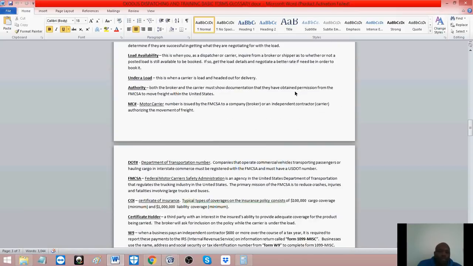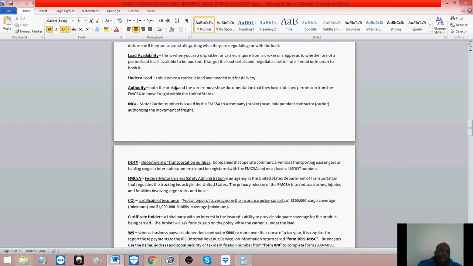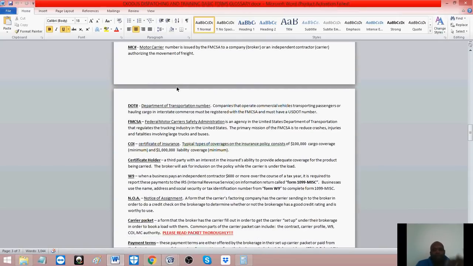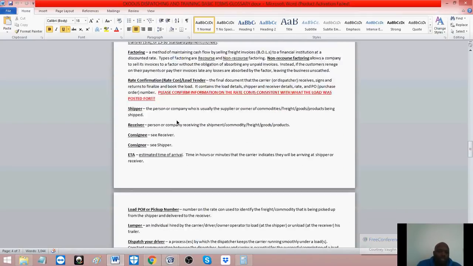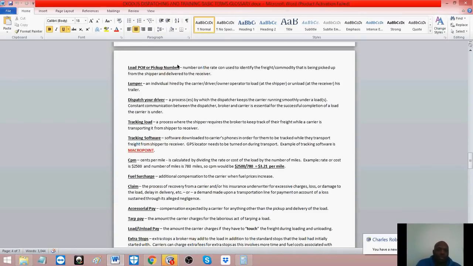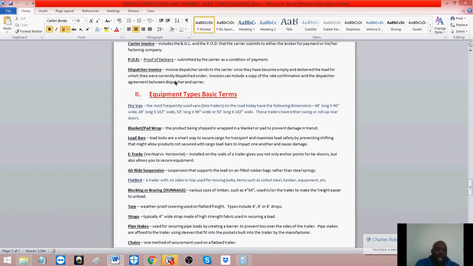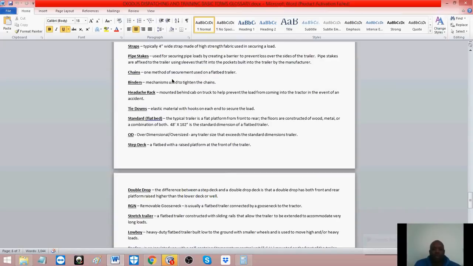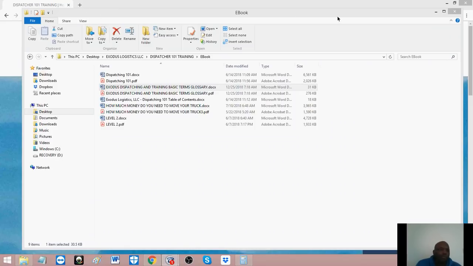All right, so this is the glossary. All these terms, this is stuff that you're going to run into. I created this basic glossary because as I was moving loads, booking loads for a period of time, you come across a lot of terminology that you may or may not understand. So why not put it in one centralized location so you can understand what it means for future reference. And you can use this as a reference guide while you're developing your dispatching business.